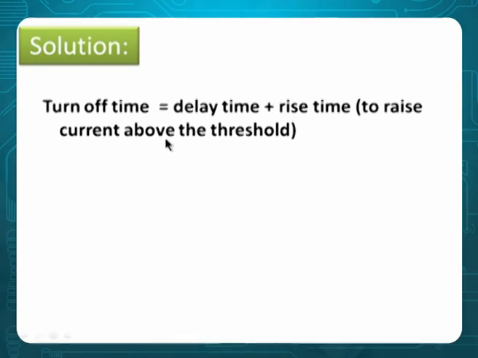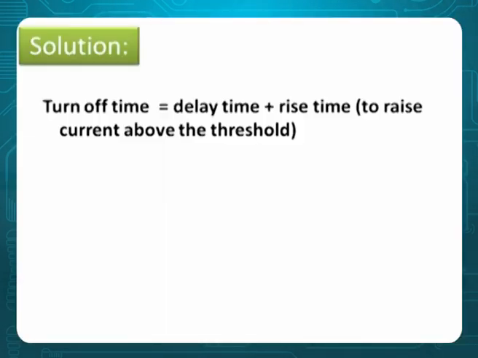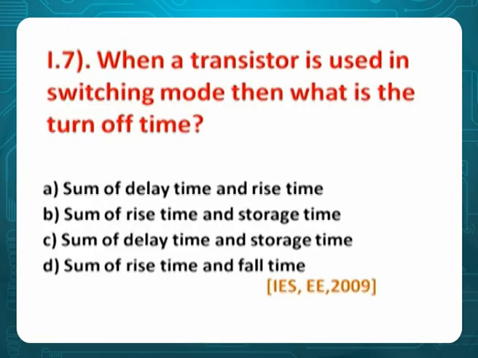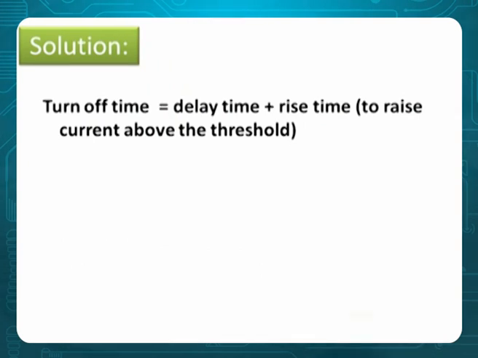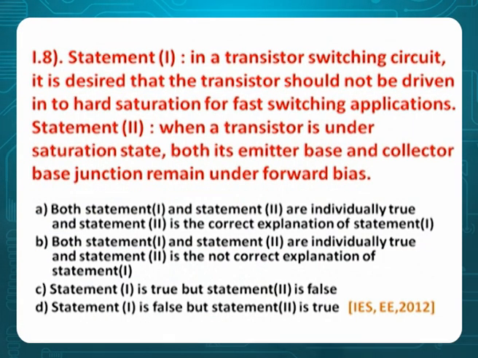If you just give any current, it doesn't come on, because actually speaking, the transistor is a current control device. It has to go a little above this. That's called turn on time. Therefore, the option is A. Look here, delay and rise time. Therefore, option is A. Question number 8.